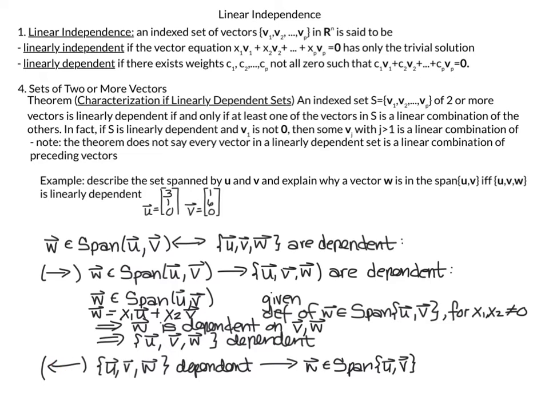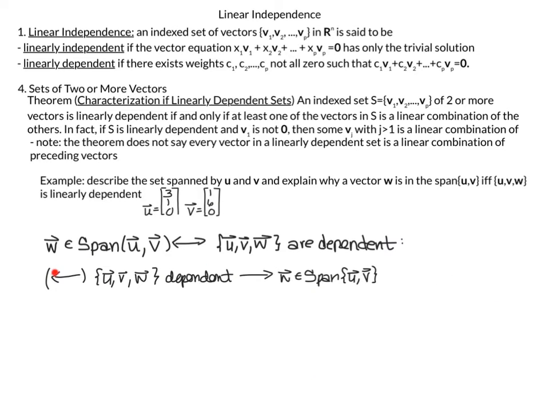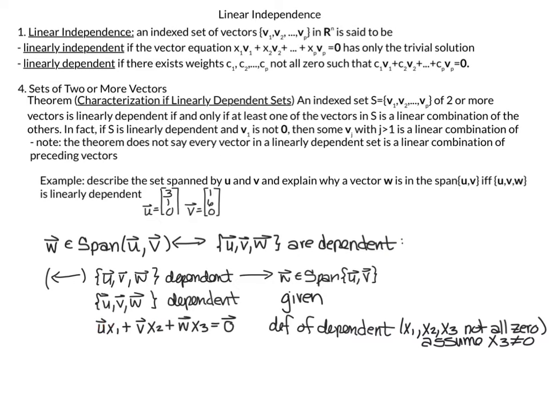So we've proved the forward direction. Now we need to prove the backward direction, that u, v, w being dependent means that w is in the span of u, v. I have cleared up some space and moved my backward direction arrow here, and I start with u, v, w are dependent, and that is given. That's my hypothesis. If they're dependent, that means there's a linear combination with x1, x2, x3 not all equal to 0, a non-trivial solution. We are going to assume x3 is not equal to 0. It's symmetric; you could assume x1 or x2 is not equal to 0, and the argument would be the same. So we're just going to assume x3 is not equal to 0.